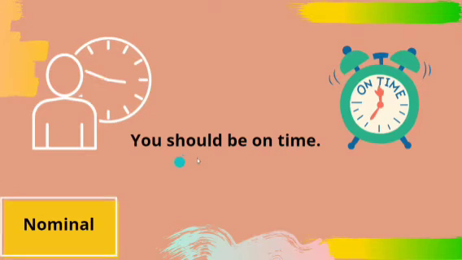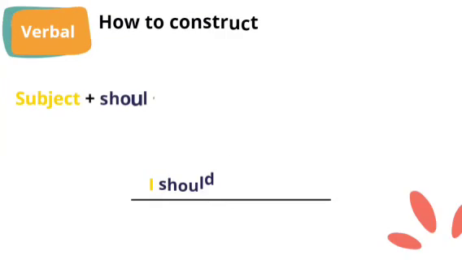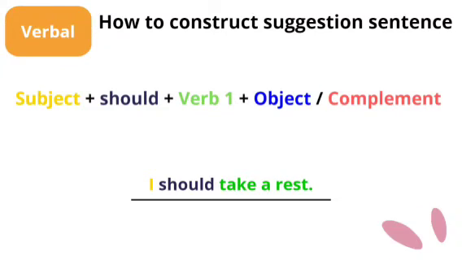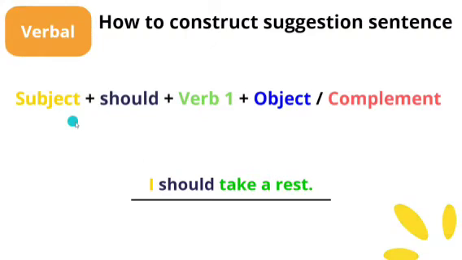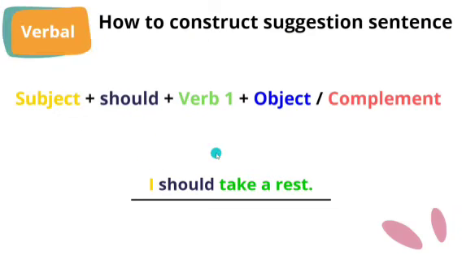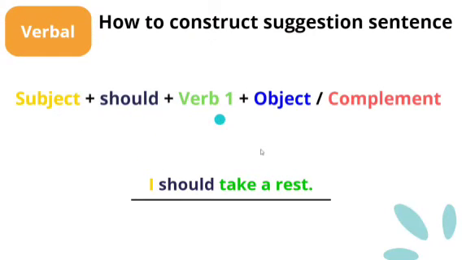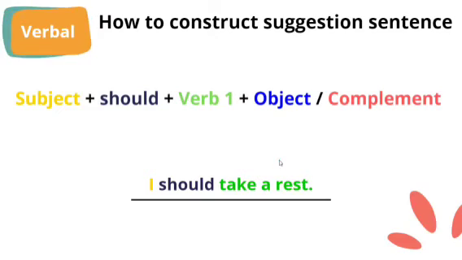And then, how about the nominal? Ya, kalau nominal, tidak pakai kata kerja. Boleh pakai adjective, kata sifat, noun, kata benda, adverb, kata keterangan. So, for example, you should be on time. Kamu seharusnya tepat waktu. Karena on time di sini adalah kata keterangan waktu, bukan kata kerja. Maka kita gunakan be. Okay? Do you get it? I hope so.